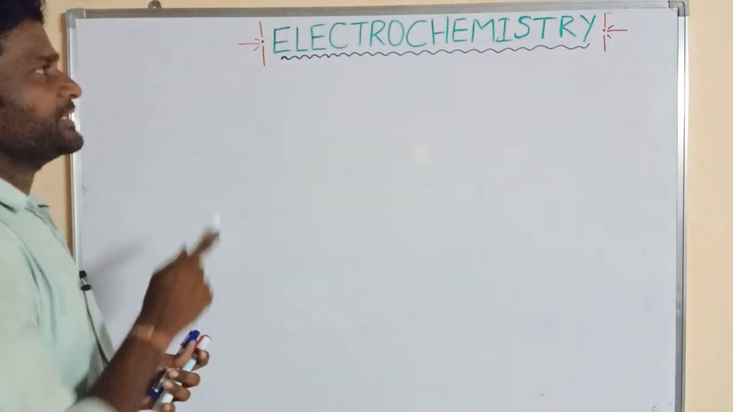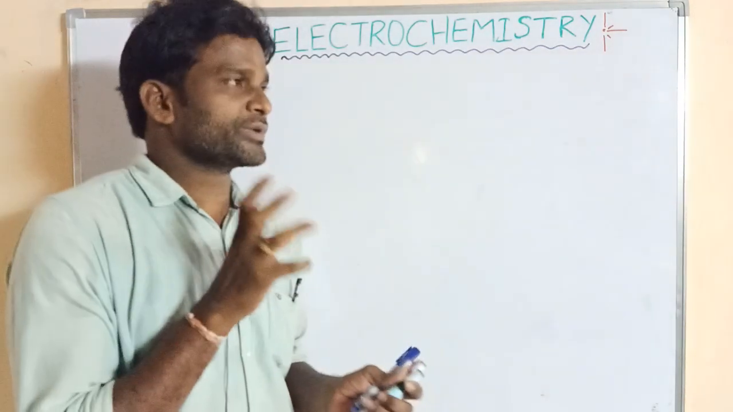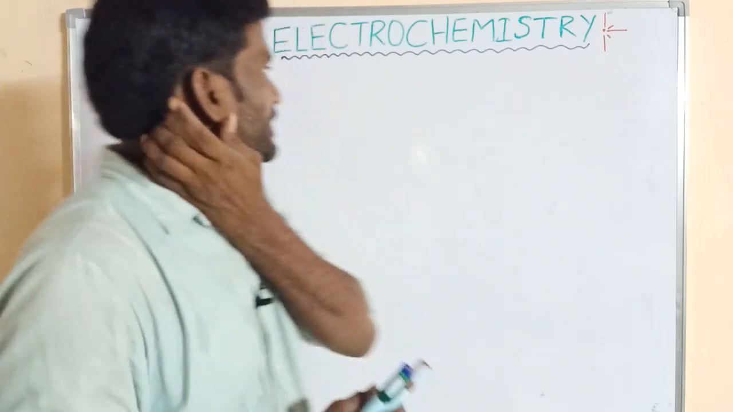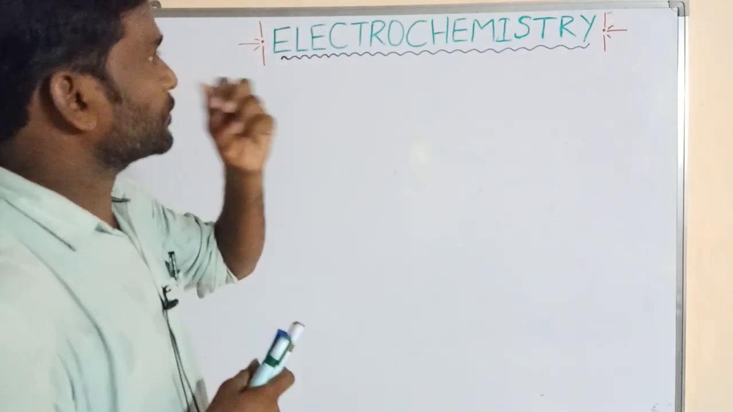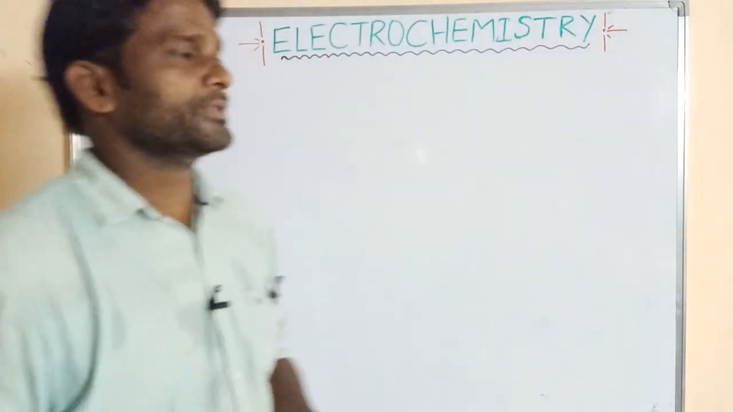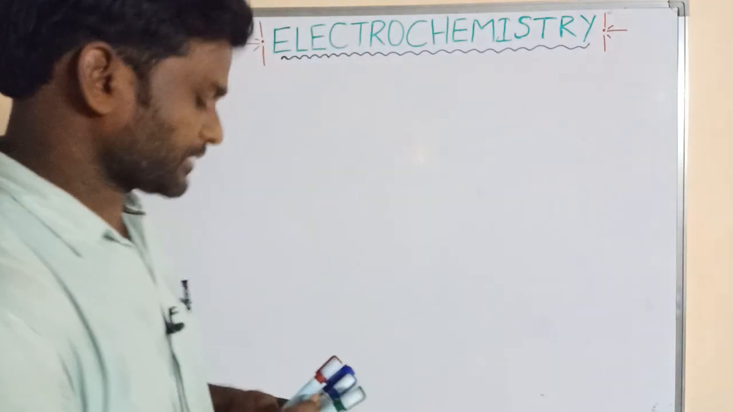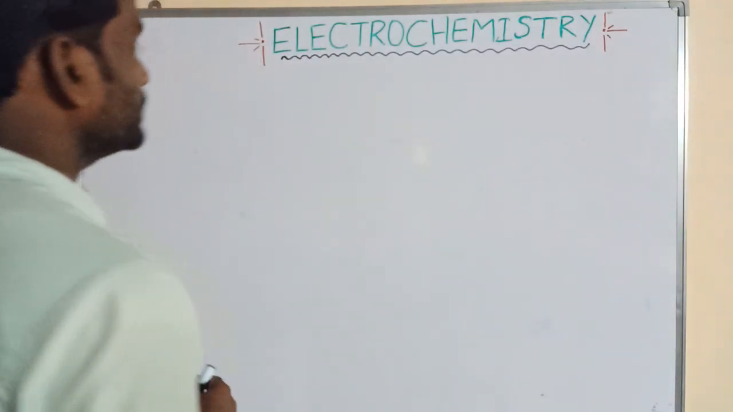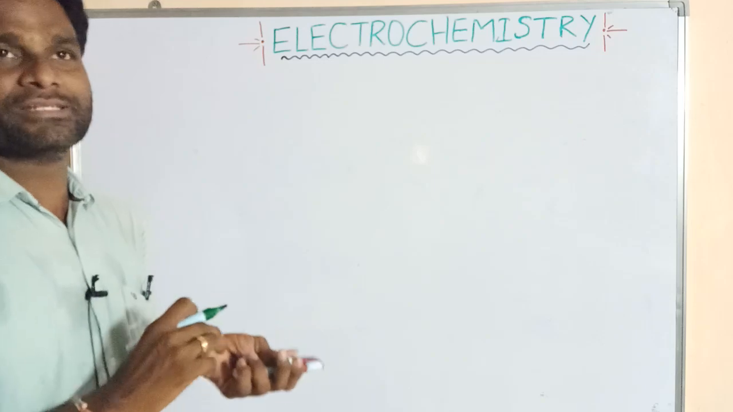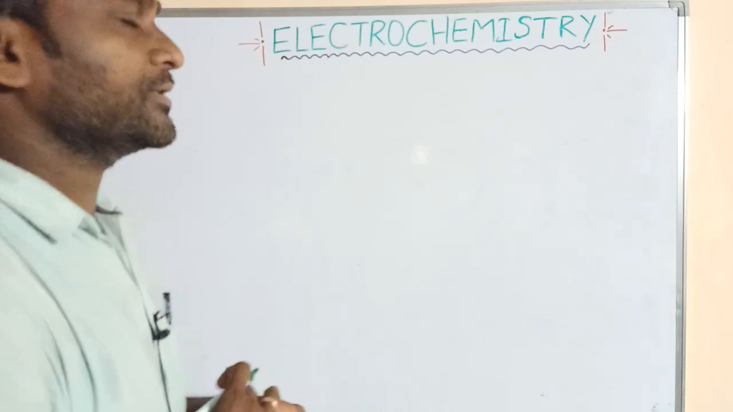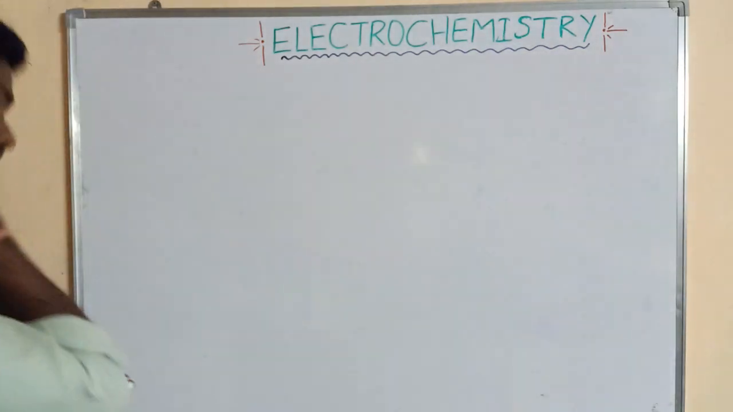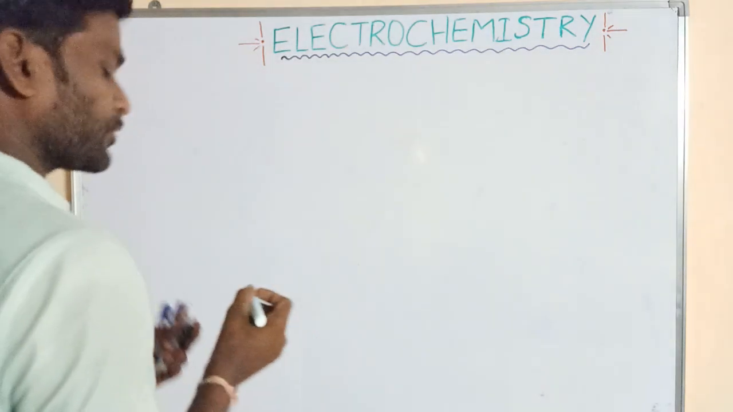Today I am going to explain about electrochemistry second part. Electrochemistry can be explained in two parts. Part 1 was explained in the previous video. In this video I will discuss electrochemistry part 2. In the previous video I discussed electrochemical cells, reference electrodes, the standard hydrogen electrode, the Nernst equation and concentration cells. But in this video, first of all, I will discuss the electrolytic cell.